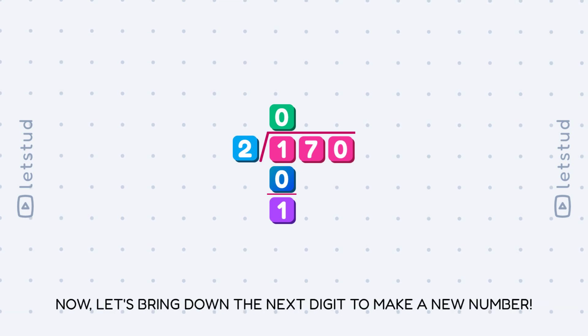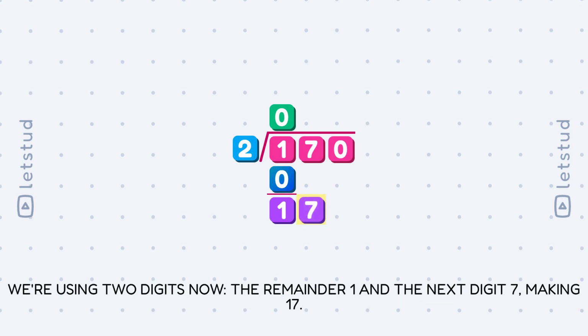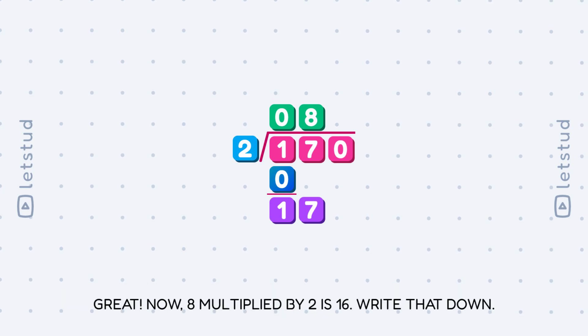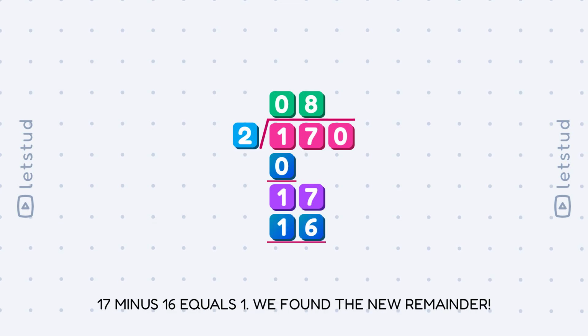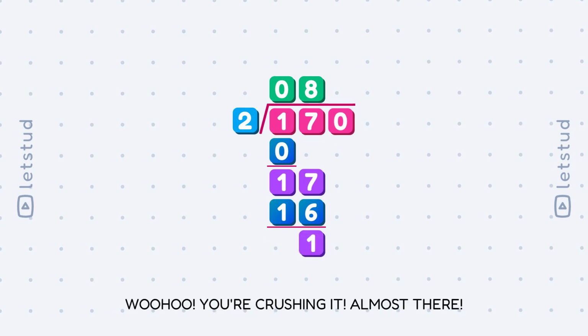Now, let's bring down the next digit to make a new number. Next up, we've got our remainder 1, and we bring down the 7. Hello, 17. We're using 2 digits now, the remainder 1 and the next digit 7, making 17. How many times does 2 fit into 17? Let's count by 2s. 2, 4, 6, 8, 10, 12, 14, 16. That's 8 times. Great, now 8 multiplied by 2 is 16. Write that down. 17 minus 16 equals 1. We found the new remainder. Woohoo, you're crushing it, almost there.